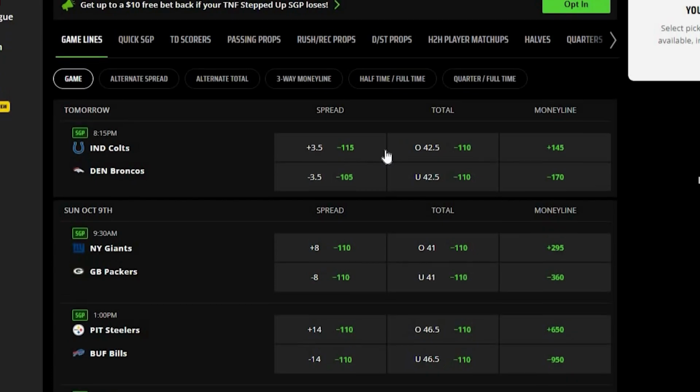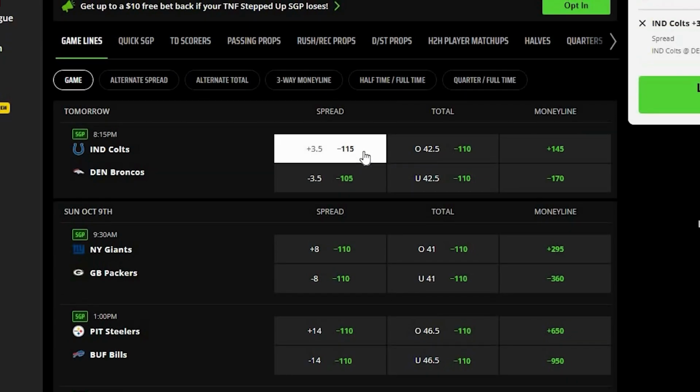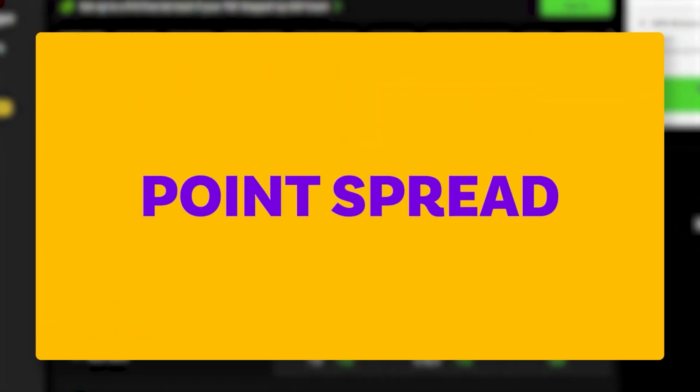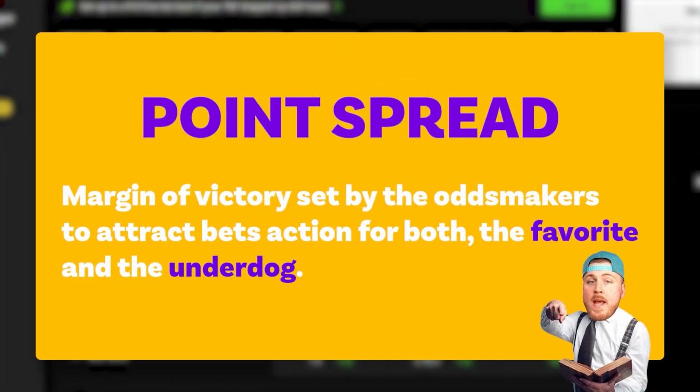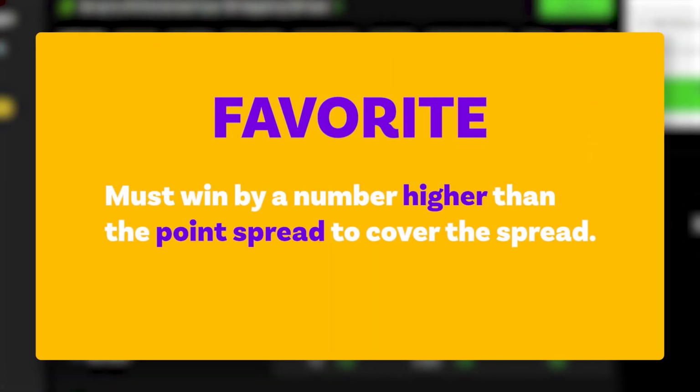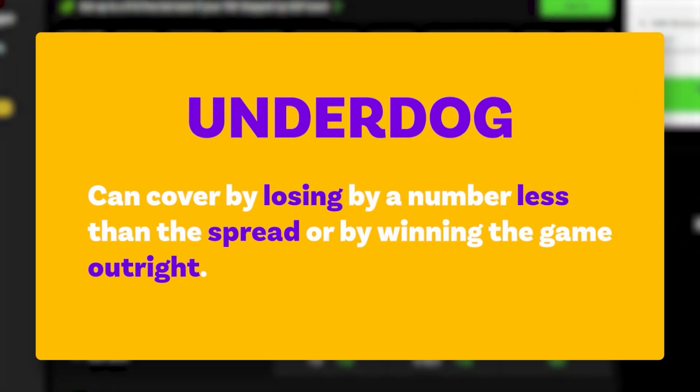Let's talk about the point spread. Sometimes you're going to see a team in the NFL is -3.5 or +3.5. That is the point spread. Point spread means a margin of victory set by the odds makers to attract betting action on both the favorite and the underdog. A favorite must win by a number higher than the point spread to cover the spread. An underdog can cover by losing by a number less than the spread or by winning the game outright.